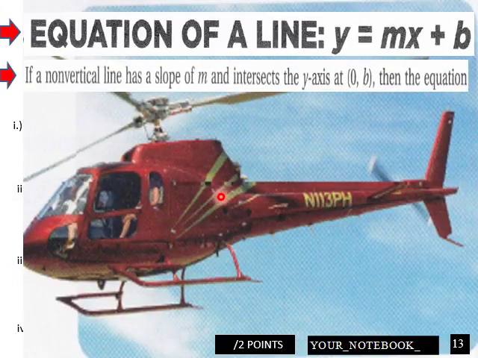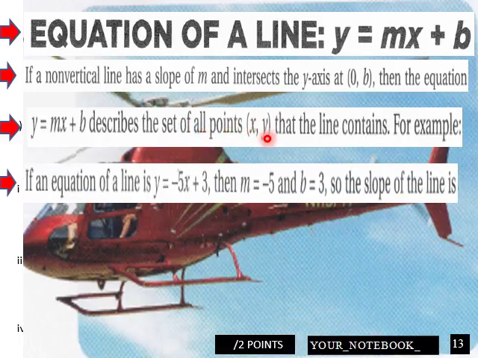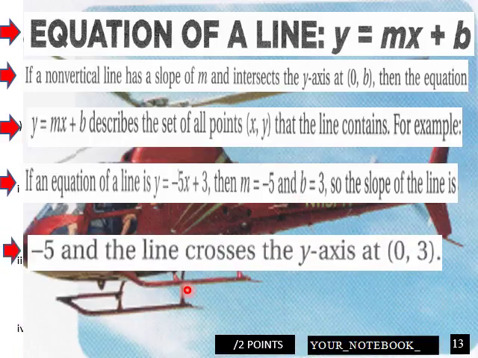So equation of a line, y equals mx plus b. If a non-vertical line has slope m and intersects the y-axis at (0, b), then the equation y equals mx plus b describes the set of all points (x, y) that the line contains. For example, y equals negative 5x plus 3, then slope equals negative 5, and b is the y-intercept. Crosses the y-axis at 0.